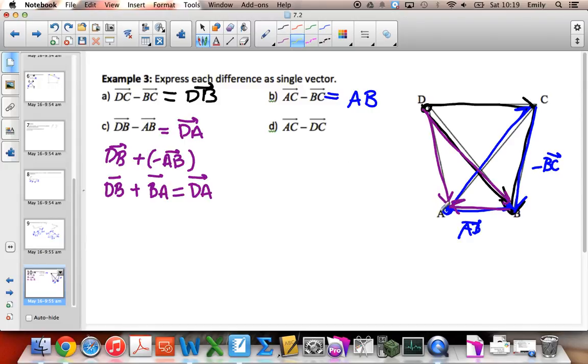AC minus DC. Here's DC. Negative direction goes this way. That's CD. Resulting vector starts at A, ends at D. And there's all our vectors. I see that I forgot my arrow on top of my blue one, always with the arrows to show that we're talking about vectors. And that's vector subtraction.